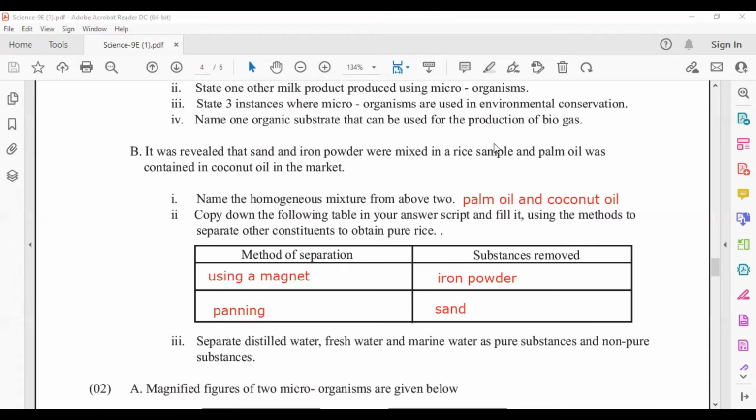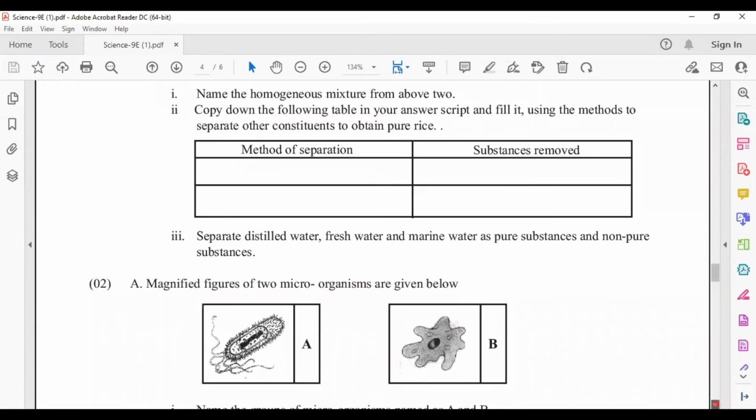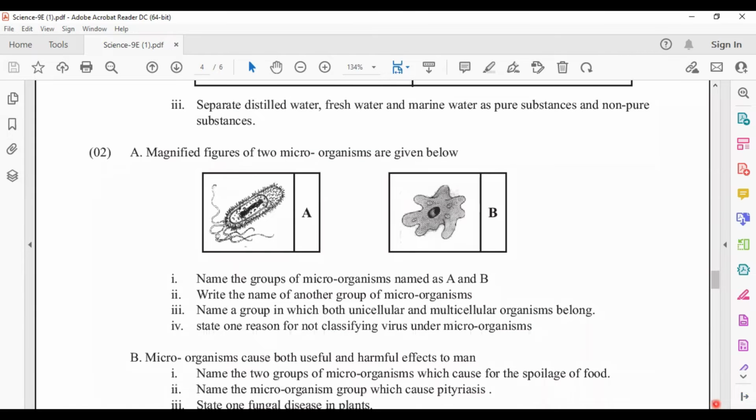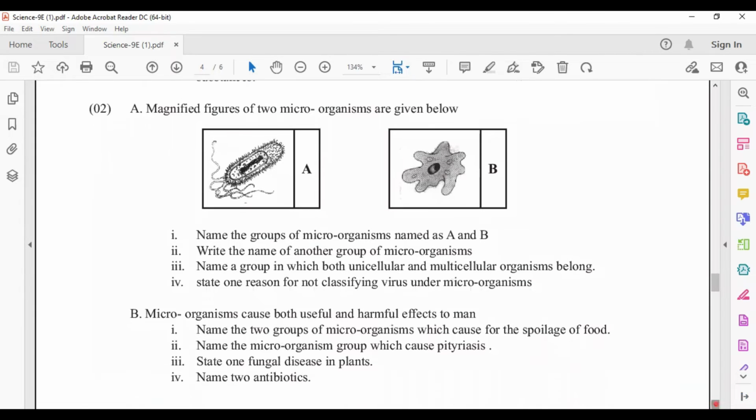Now we will move to the second question. Magnified figures of 2 microorganisms are given below. Name the groups of microorganisms named A and B. You can see A is the paramecium, B is the amoeba. These 2 organisms belong to the group Protozoa.